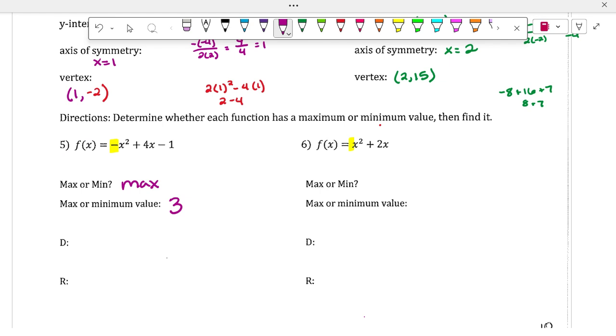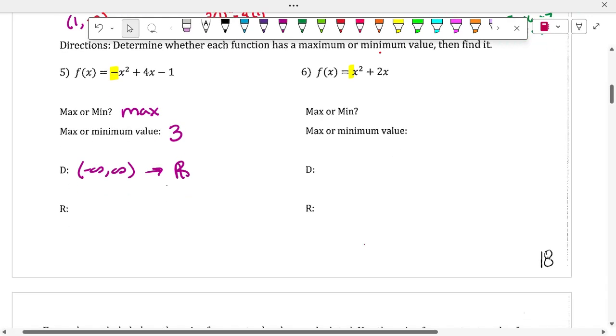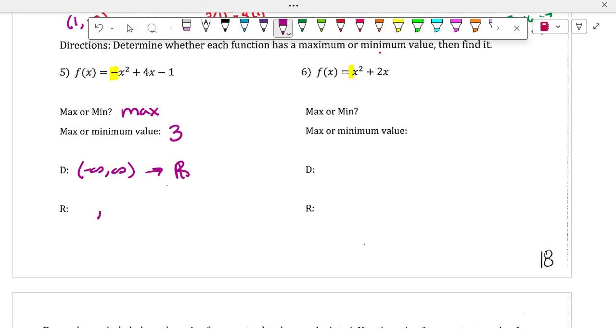Domain, what I say is always the domain: all real numbers or negative infinity to positive infinity. Either one of those. Range. So that's where you got to use that max value or the y value of the vertex. So the max value, that means that y value, is that going to be the largest y value or smallest y value? So is the 3 going to be the largest y value or the smallest y value?